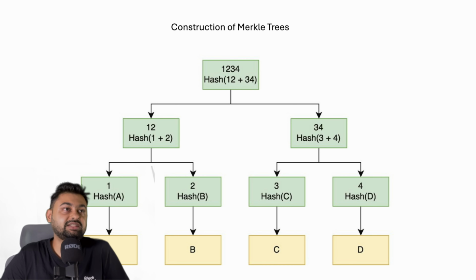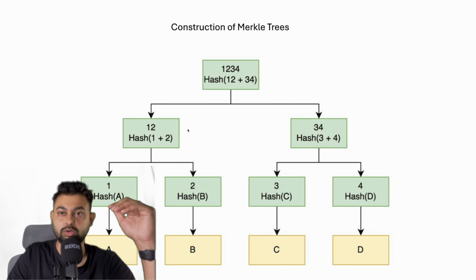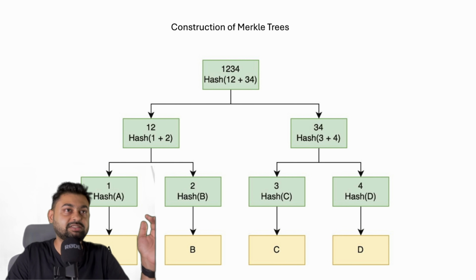So as you can see, this is the construction of the Merkle tree. This is the base data, right? That is 1, 2, 3, 4. And it is the hash of 1, 2, and 3, 4. It goes to the next section of the tree, that is the subtree, that is 1, 2 and 3, 4. It calculates the hash of 1, 2, and 3, 4.